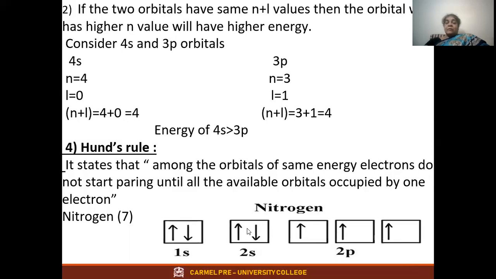Okay. So there are totally 4 rules, students. The first one is Pauli's exclusion principle. The second and third are very important: arranging the orbitals in the increasing order of their energy. If you remember the arrangement, students, it's more than enough. Then the n plus l rule. The fourth one is Hund's rule. So Pauli's rule, Aufbau rule, n plus l rule, and Hund's rule.